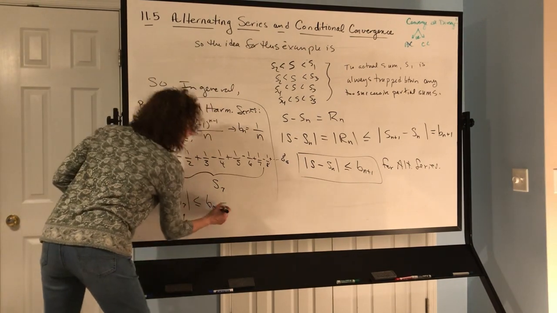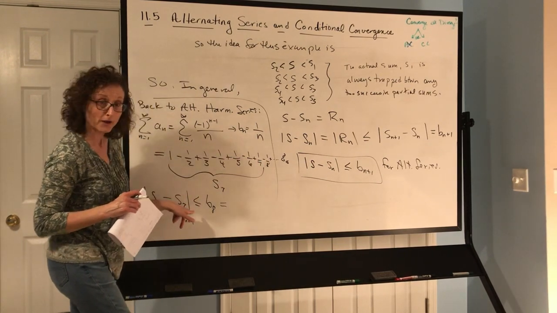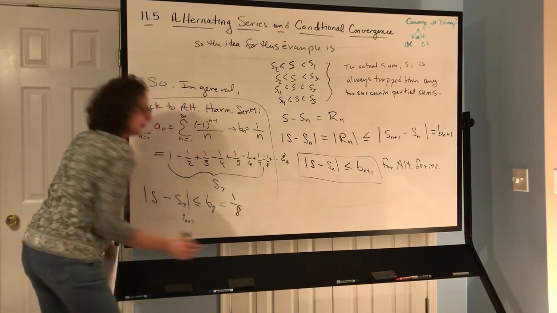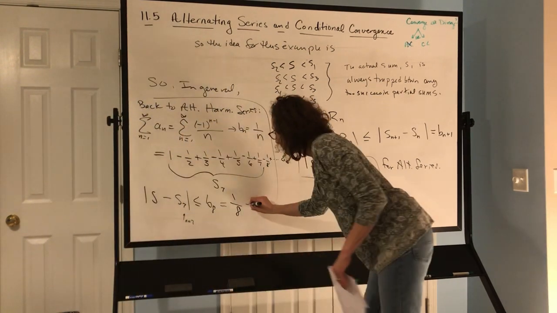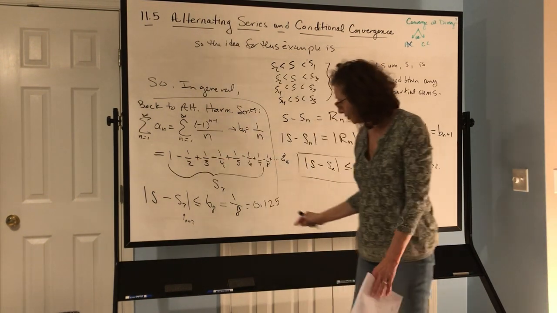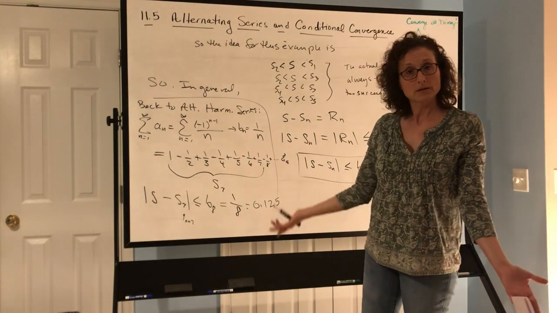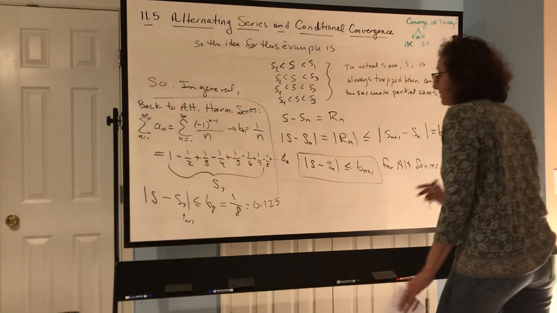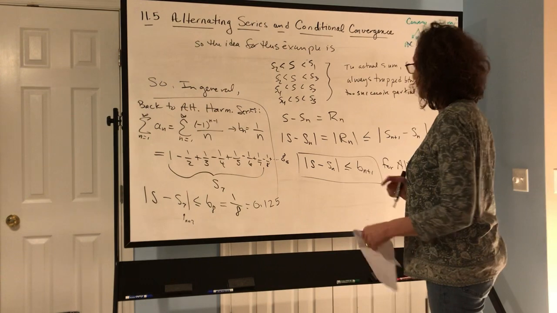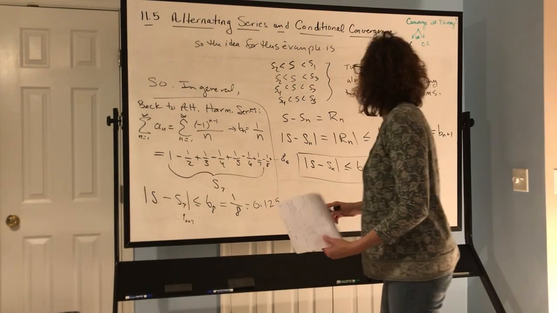b sub 8 is plain old 1/8, not the negative, right? This is absolute value, and the b's are positive. So it's just plain old 1/8. What is 1/8? 0.125. So you know that if you add up the first 7 terms, you're within 0.125 of the actual sum, right? That's kind of cool to just know that immediately. It's super fast. It's just the absolute value of the next term that you left out that is your error bound in the alternating harmonic series.